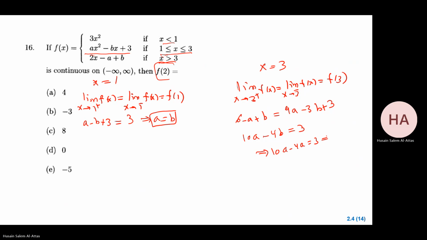So 6a equals 3, so a equals 1 half. Same thing. So what will be b? Also b equals 1 half. Okay, so I plug it in.